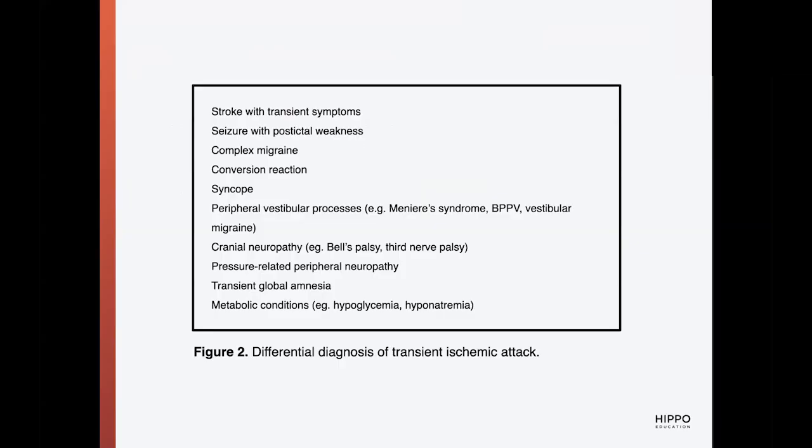Now, there's lots of mimics out there, right? Things to consider. Not everything that comes in with neurologic symptoms is a TIA or a stroke. These could be complex migraines. They could be seizure with a paralysis known as Todd's paralysis. It could be hypoglycemia. There's lots of other things out there, and they have a table with a list of other things to consider in the differential.